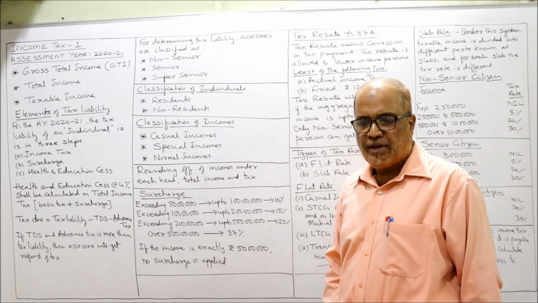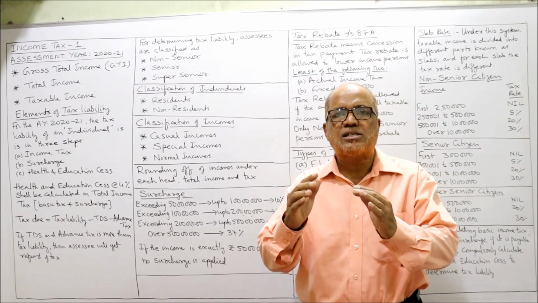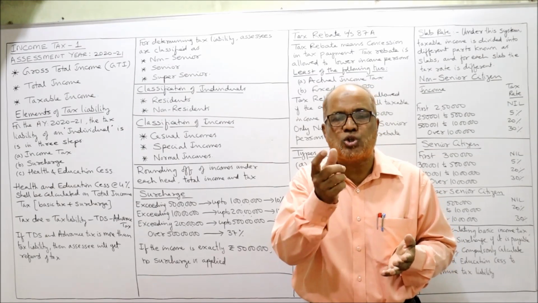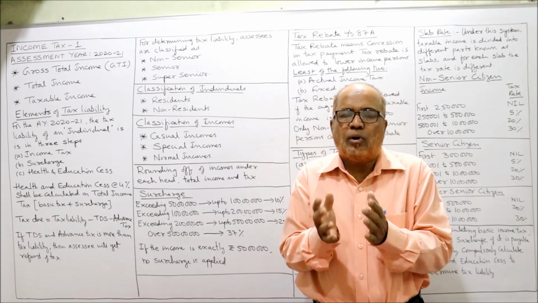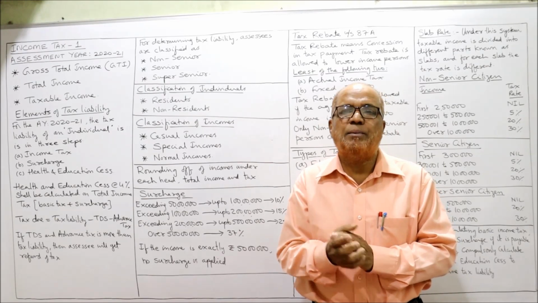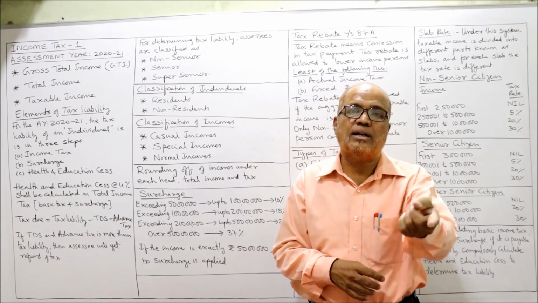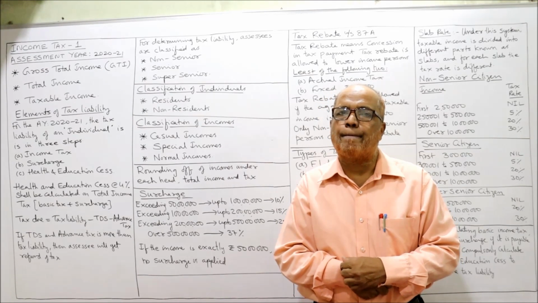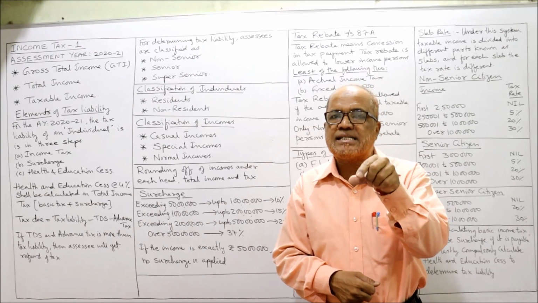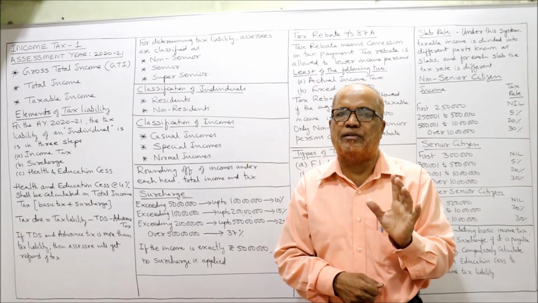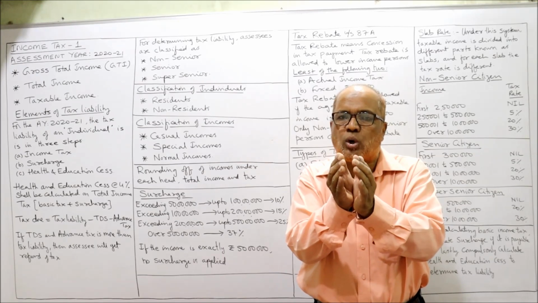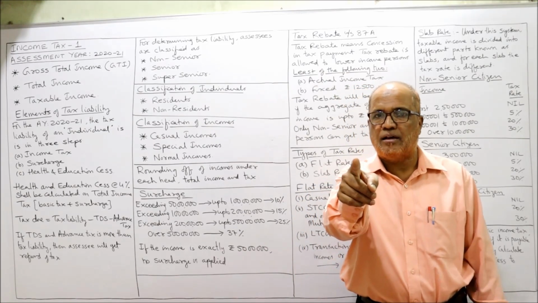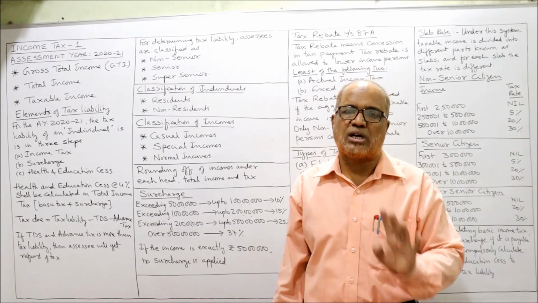Now surcharge. Surcharge is a tax on tax. When the government needs additional revenue for a short period of time, temporarily needing additional funds, it may put an additional tax on tax. That is called surcharge. But surcharge will not be applied to every assessee. Up to 50 lakh rupees total income during the previous year, no surcharge will be applied. Over 50 lakh rupees, surcharge will be applied.